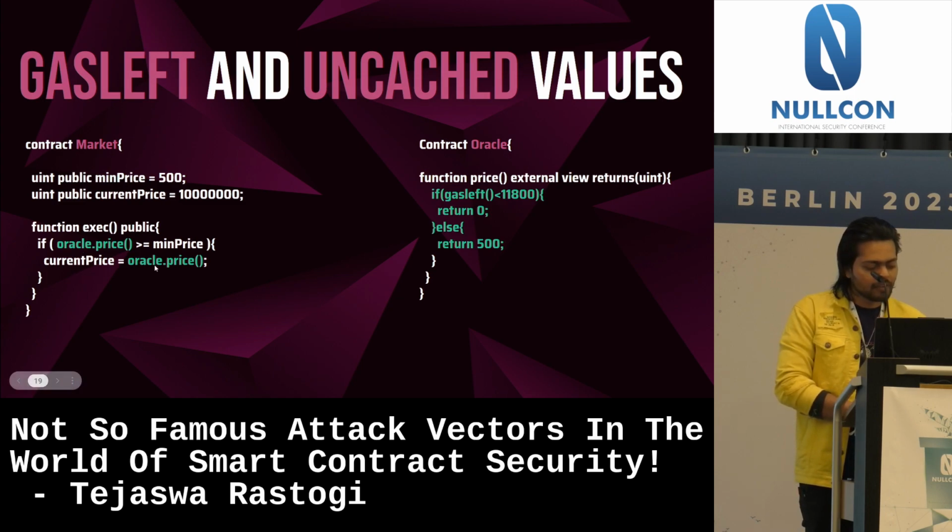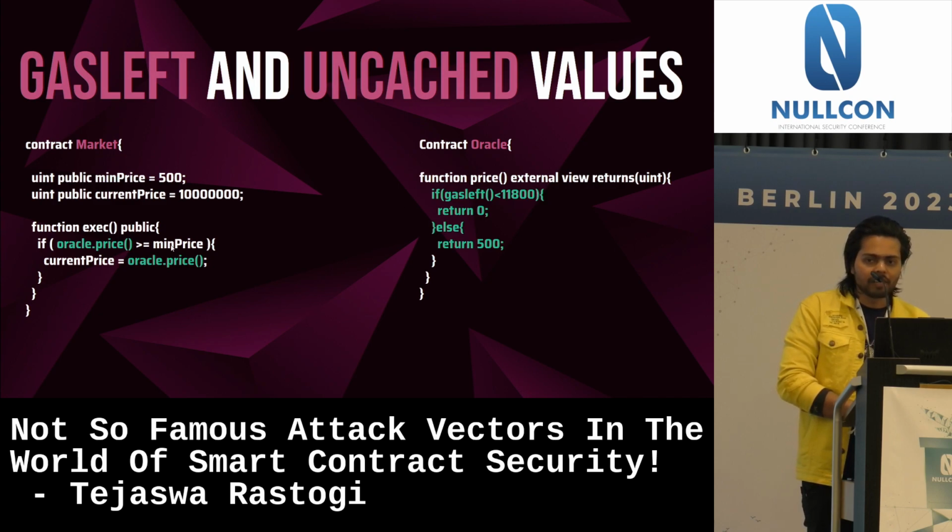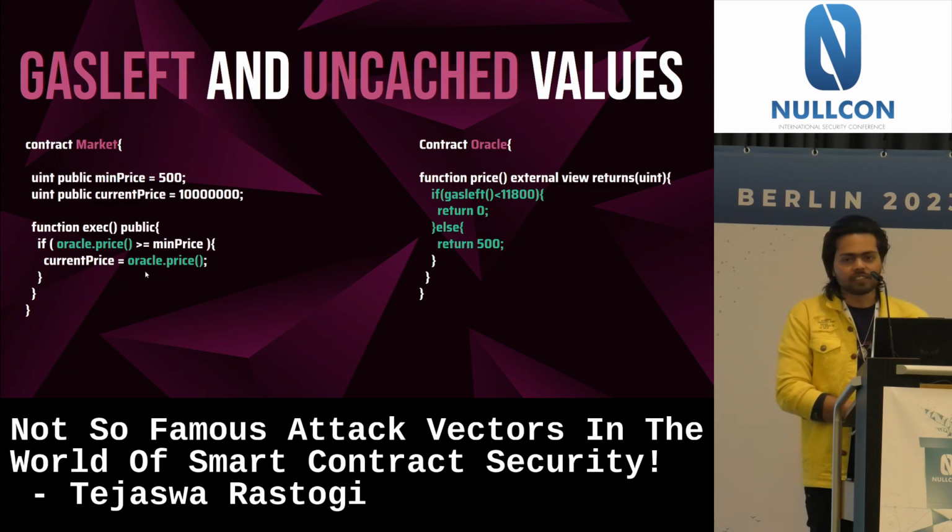The next time you're calling the same function, we are still in the same transaction. We have not updated the state. But if you call it again, as some opcodes have already executed, now the gas remaining is less than 11,800. Now, what will happen? It will actually return you 0 instead of 500. So what you have right now, the current price is 0, even though we have not updated the state.